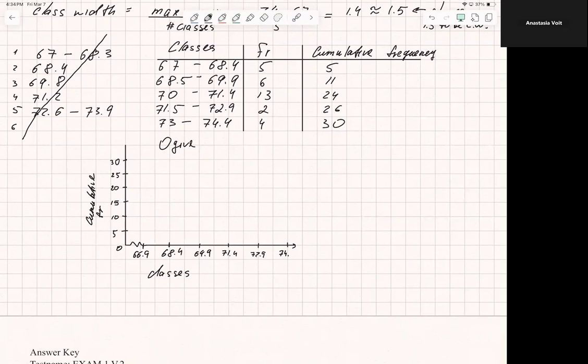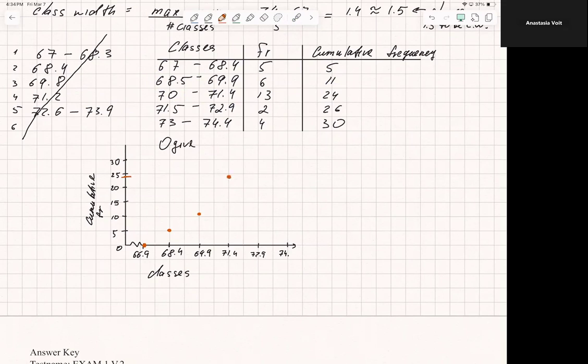So first one we have, again, as we said, it's not 0, 0, it's 66.9, 0. That's where we start. And then for the first class, we have the cumulative frequency of 5. So that's going to be a point here. Next one is for the second class, it's 11. So it would be right here, right? And then for the third class, it's going to be 24. So it's going to be somewhere around here, right?